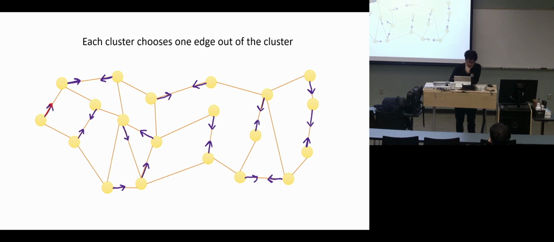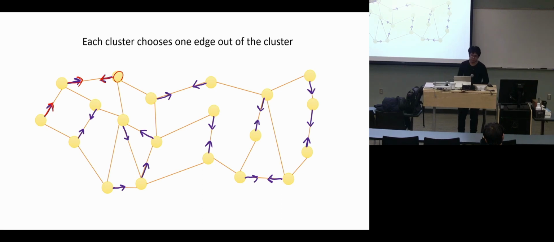So this node maybe chooses this edge. This node might choose this one. This node, okay, it might choose kind of the same. It doesn't know anything about another cluster, so it just chooses some edge going out of a cluster.